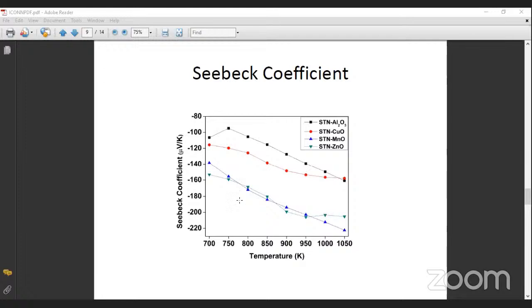For the STN, we actually had a problem with the instrument at lower temperature. The contact was not good at the lower temperature, so we couldn't get reliable readings. So we neglected the data below 700 Kelvin.